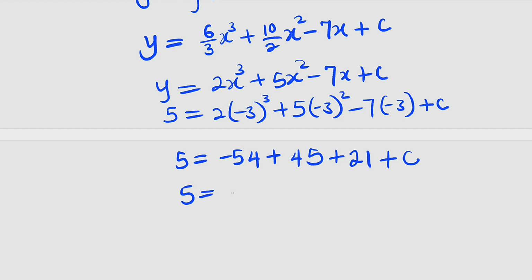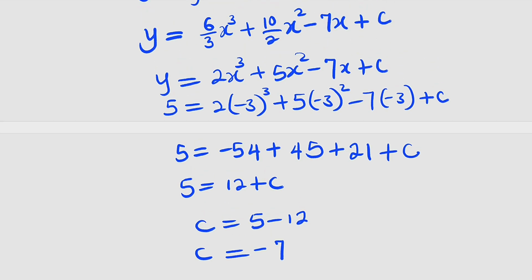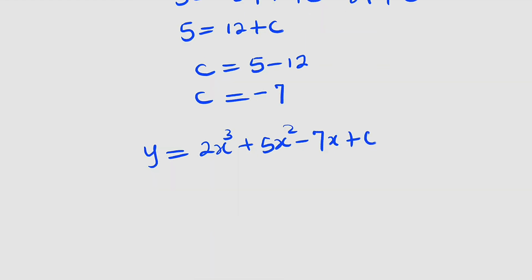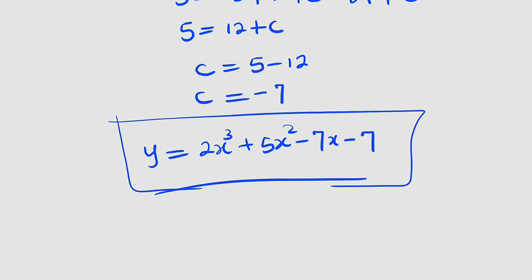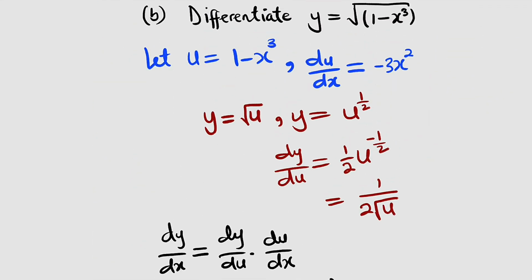Therefore 5 is equal to 12 plus c. Finally, c is equal to 5 minus 12, c equal to negative 7. So having obtained the value of c as negative 7, we are going to substitute it back into this equation. All right, here is the equation. All we have to do is to remove c and add negative 7. And hence, this is the equation of the curve we are looking for. And this is all about question number 7. Now let us move on to question number 8.